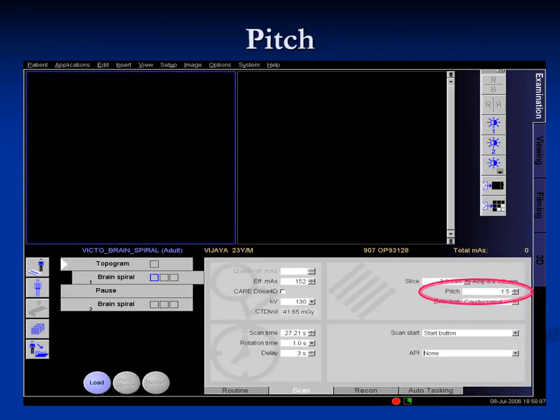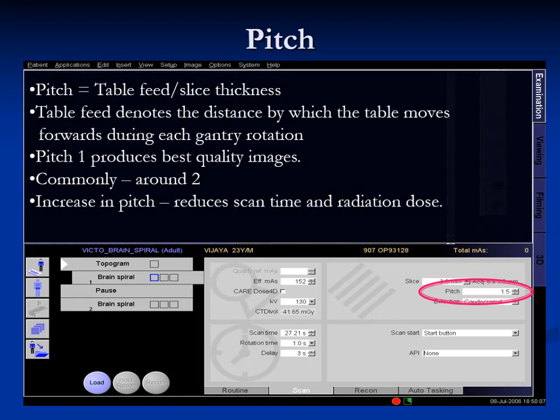Pitch. Pitch equals table feed divided by slice thickness. Table feed denotes the distance by which the table moves forward during each gantry rotation. Pitch 1 produces the best quality images, commonly around 2. Increase in pitch reduces scan time and radiation dose.